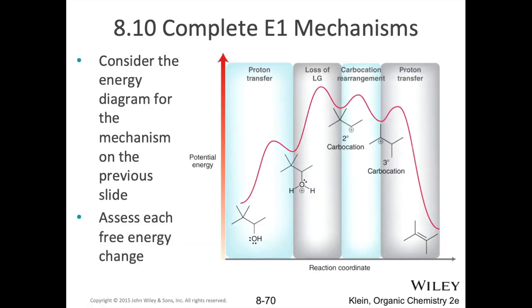So this is what the energy diagram profile looks like, the reaction profile. So notice that the rate determining step of losing that leaving group is still the rate determining step, right? That's the key thing.